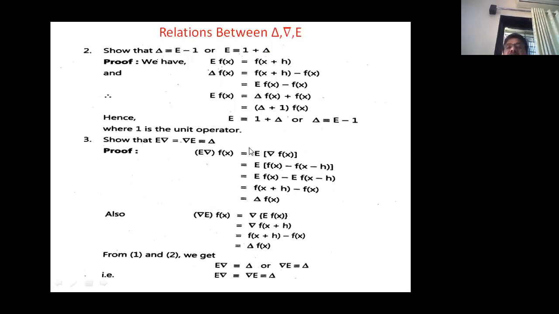Then examples on these operators are the relations between delta, del, and E. That is, the relation between the forward difference operator, the backward difference operator, and the shift operator. So the first relation is what? Delta is equal to E minus 1, that is, E is equal to 1 plus delta.